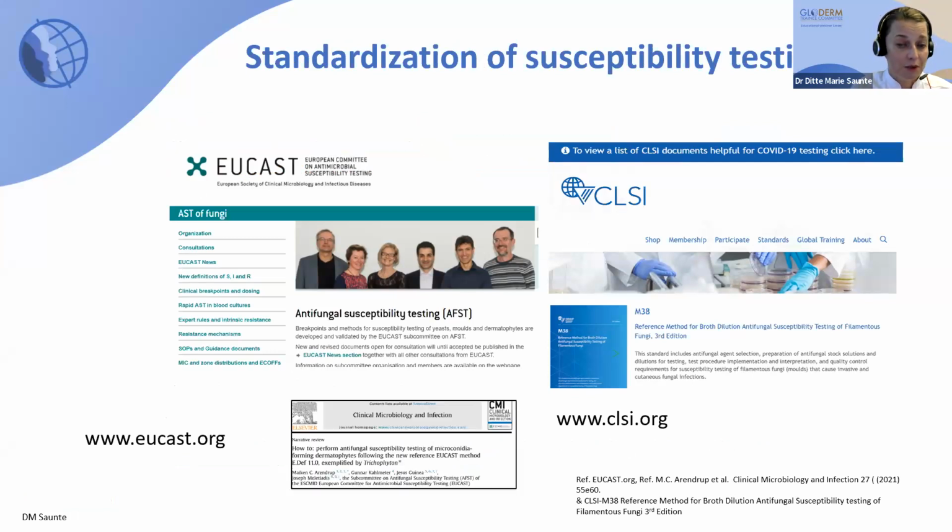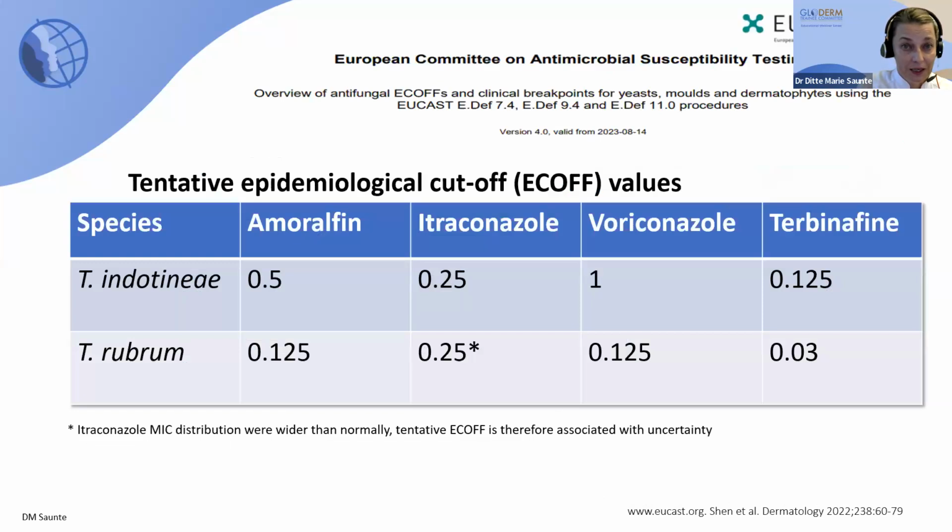And EUCAST has a special one for dermatophytes, where they have added cycloheximide and chloramphenicol in order to reduce the contamination of the plates while performing the susceptibility testing. And from EUCAST, they also have no real breakpoints, but they have what are called epidemiological cutoff values, and that is a value that differentiates between the so-called wild type isolates and those which are non-wild type.